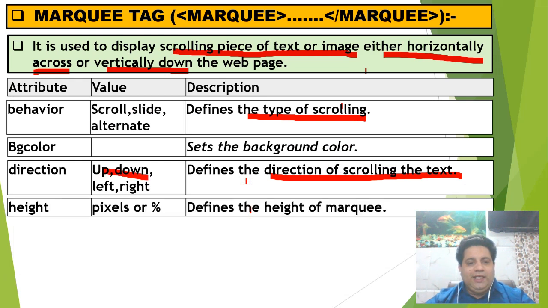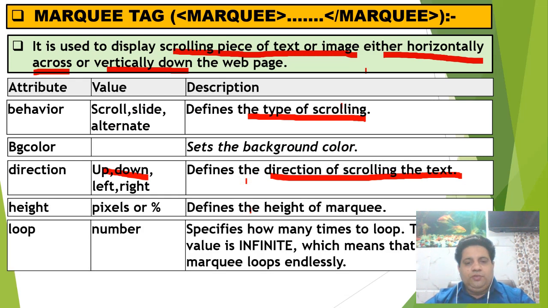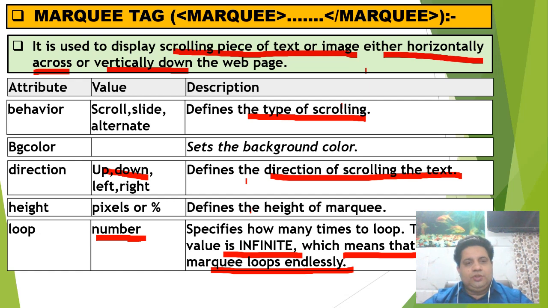Okay. Now height you can give in pixels, then loop. If you do not give any value to loop, you can specify a number. Suppose I give loop equal to 3, so it will scroll 3 times and then it will stop. And if you do nothing, the default value is infinite. It means the marquee will move endlessly, it will keep on moving until you close the browser window. So these are the different attributes that you can use with the marquee tag. One is behavior, then BG color, then direction, then height, then loop.